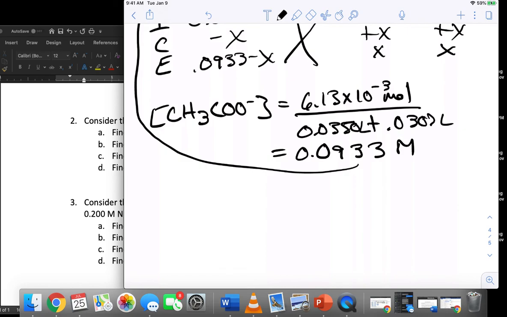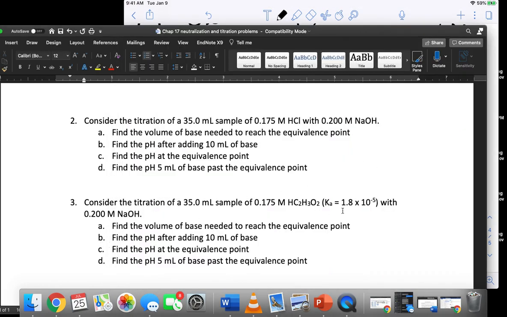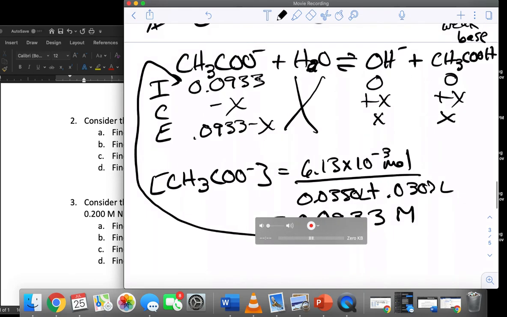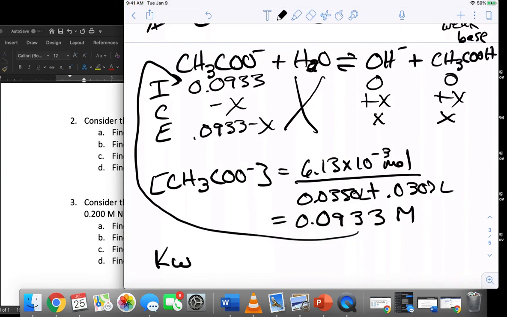But remember, this is for a base, right? If I look at my problem, I don't have any Kb. All I have is a Ka for my acetic acid. So for me to set up this reaction and solve it with an equilibrium constant, I actually need the Kb, because the reaction we're looking at is making hydroxide. So how do I find that Kb?